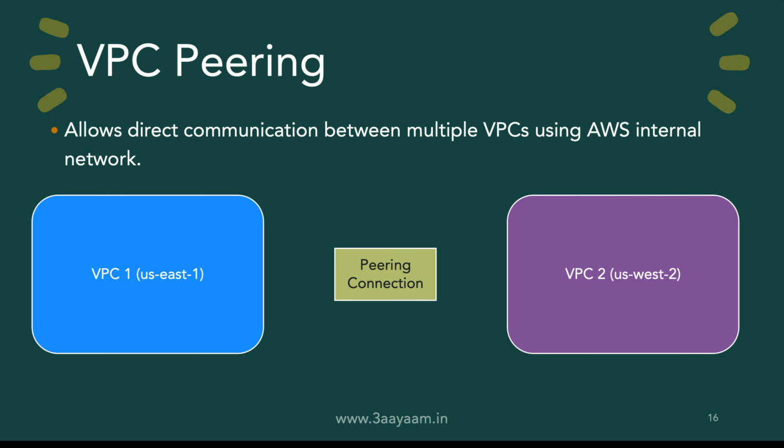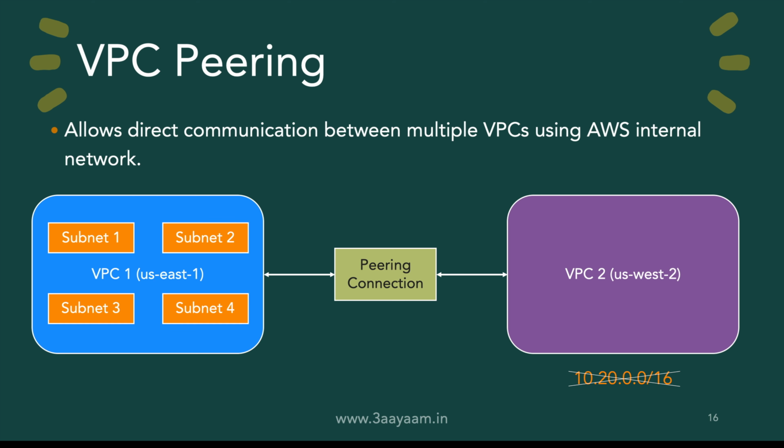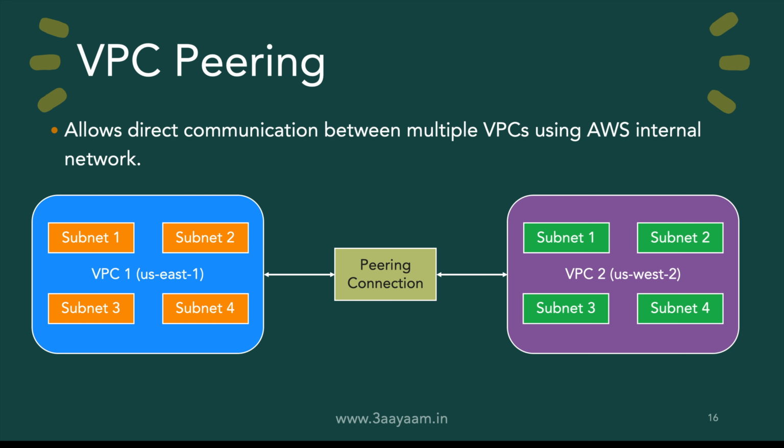So we create something called a peering connection, and then using this peering connection, we connect these two VPCs. Now remember that the network address for both the VPCs have to be different. It is very, very important. So let's say if the VPC 1 has a network address of 10.20.0.0/16, VPC 2 cannot have the same network address, 10.20.0.0/16. It has to be anything other than 10.20.0.0/16.